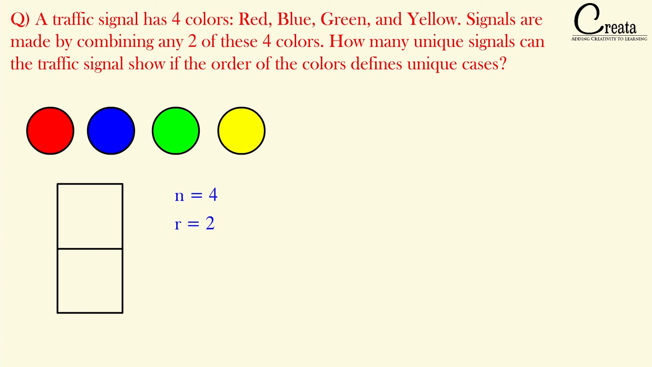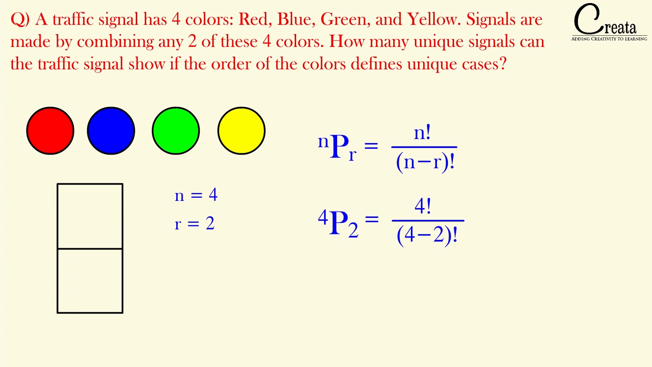So we will apply our formula of permutation, that will be equal to nPr, n factorial upon n minus r factorial. Let's put the values. On solving, we got the answer as 12 arrangements. So with the help of these 4 colors, we can form a total of 12 unique arrangements.